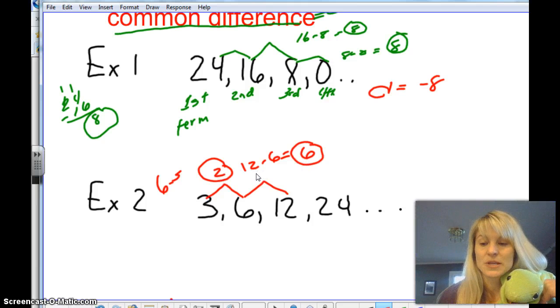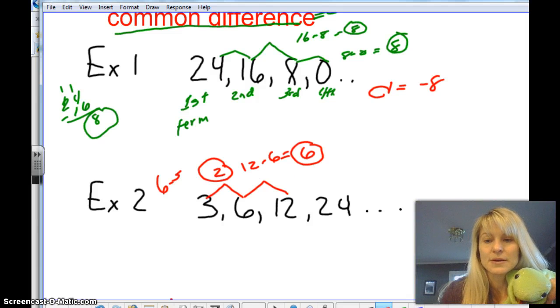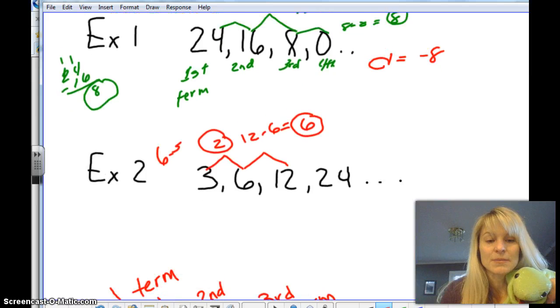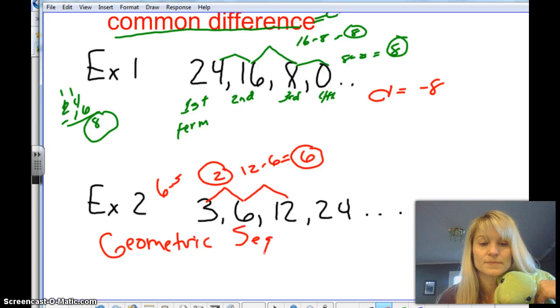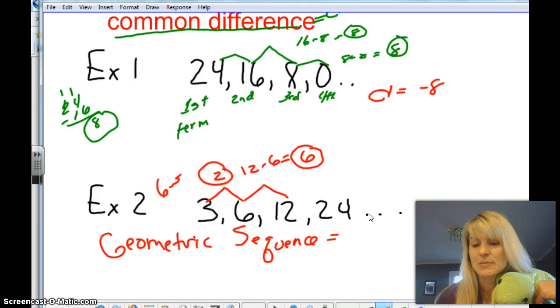So the second type of sequence we're going to talk about is called a geometric sequence. And that's where it's either multiplying or dividing by the same amount each time. So in this case, it's multiplying by, looks like 2. So we call this a geometric sequence. And that means it's multiplied by the same amount each time. Now sometimes it can be divided, which we'll go into later, and that means they multiply by its fraction form. But in this case, we can tell.